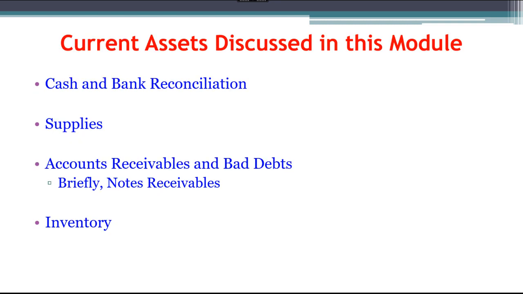Now, the current assets we're going to discuss in this particular module, which covers the majority of them, the main ones, we have the cash and bank reconciliation. So cash is the asset, the bank reconciliation is the control related to it. Then we have supplies. We'll see how to handle those. And we spend some time on accounts receivables and then bad debts that relate to accounts receivables. We'll just very briefly discuss notes receivables and how they differ from accounts receivables. And then we'll deal with inventory, a pretty big topic there.